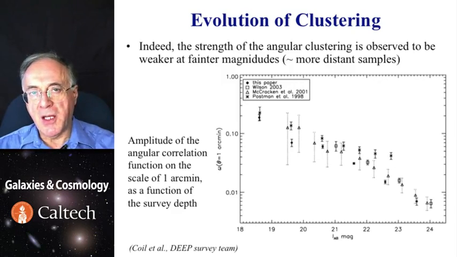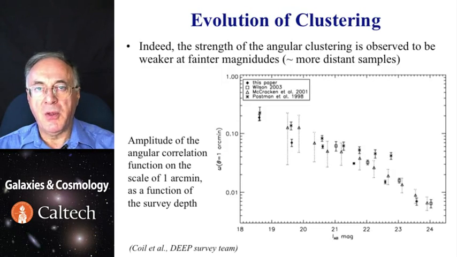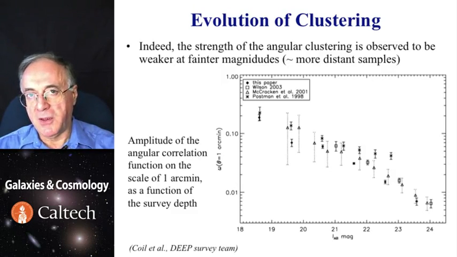What's plotted here is the amplitude of the projected angular two-point correlation function as a function of depth of the survey. Now, the deeper you look, the fainter galaxies you see. And so on average, fainter galaxies are further away, or at higher redshifts. And you can see this is exactly what you expect. As you go deeper, meaning further, the strength of the clustering diminishes.